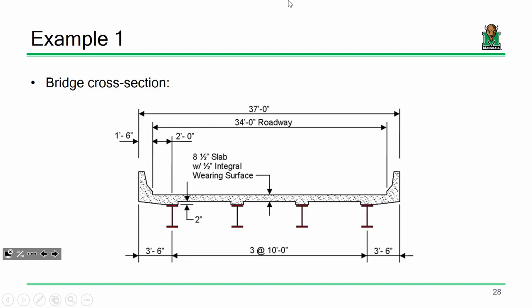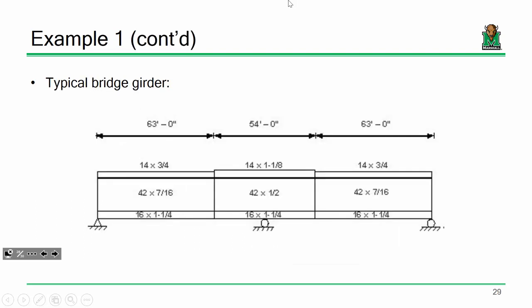All right. So this is the cross section of the bridge. Anybody have any questions about this? Okay. All right. Let's look at the beam. So this is looking at the beam on the side. So this is a 2-span bridge.